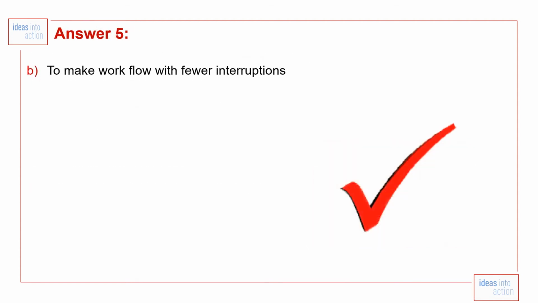The answer to question 5 is B, to make work flow with fewer interruptions. You might think it's to make work flow faster, and work will flow faster when there are fewer interruptions, but it's certainly not to make people work harder.